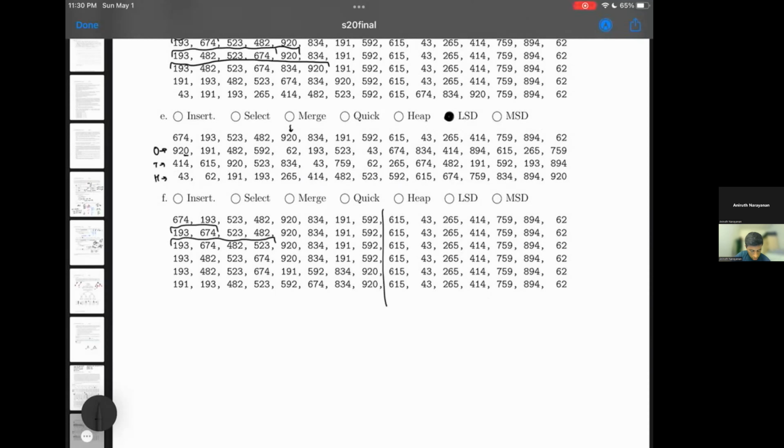We notice no other changes. Then you see it's 193, 482, 523. We have the 920 incorporated, right? We've swapped in the 674, but wait, right? This could never exist in insertion sort, right? The idea is that even though it seems kind of like insertion sort, this would not ever happen, right?